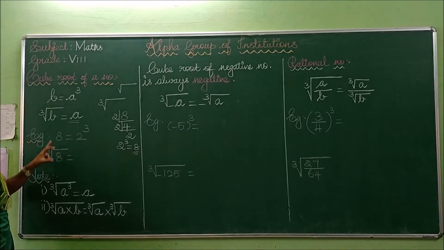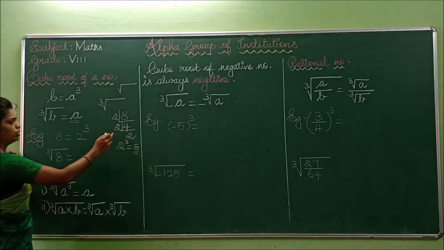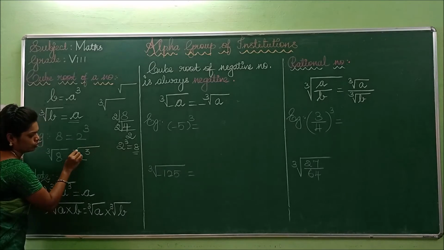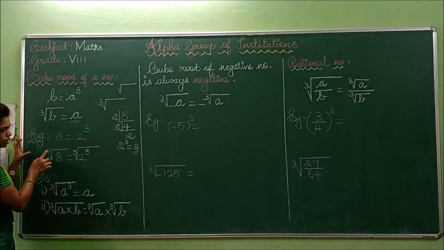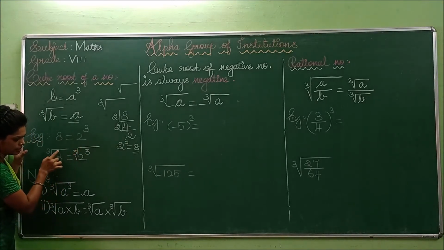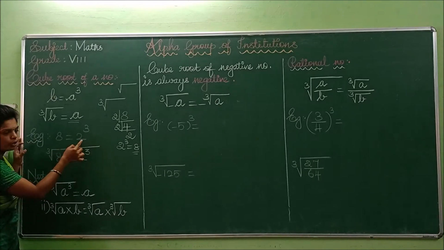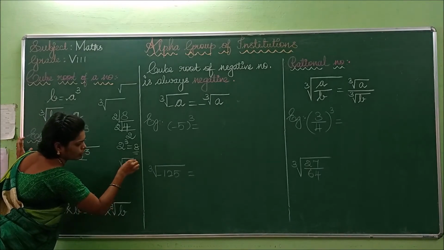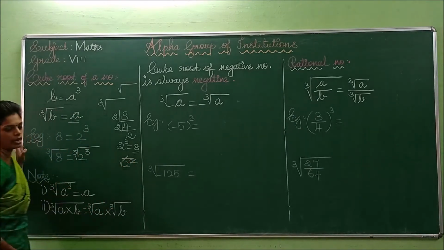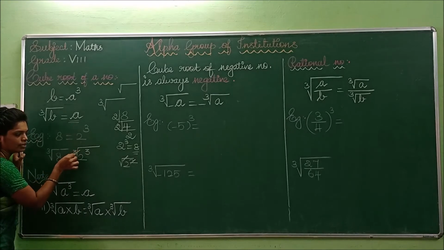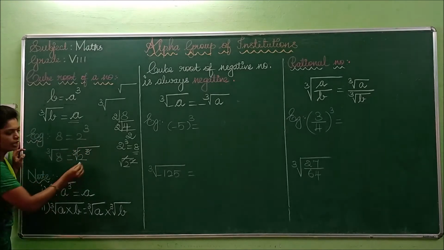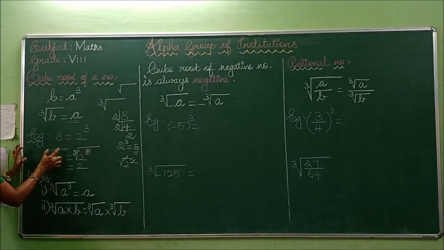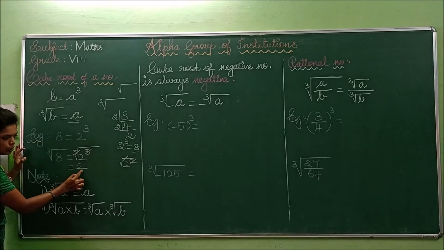Now you are going to find the cube root of this 8. This 8 can be represented as 2 cube. So if it is a square, you can cancel the root and the square. If it is a cube root, you can cancel the cube root and the cube. So what is the remaining term? The only remaining value is 2. So the cube root of 8 is 2.